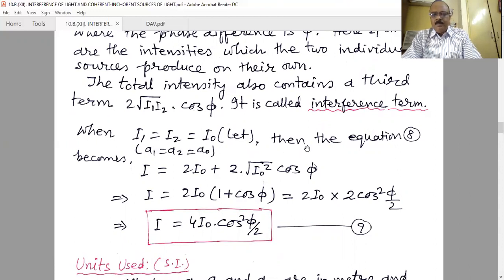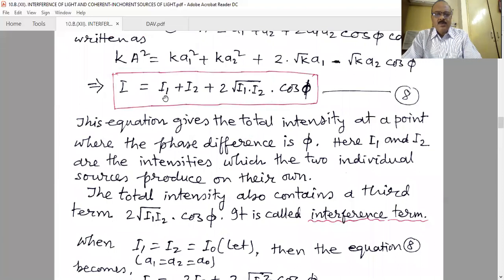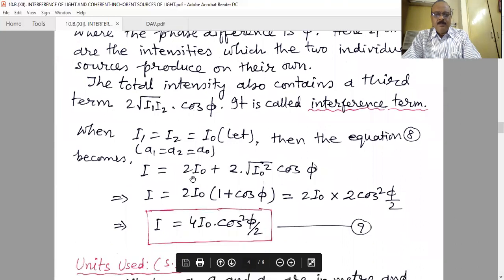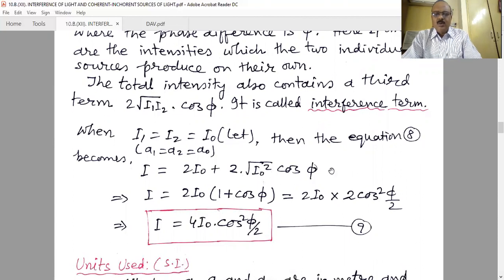Then this equation becomes, I1 and I2 both equal to I0. And what will be the resultant intensity? That is I equal to I0 plus I0 plus 2 into root over I0 into I0 into cos of phi. And it is 2 I0 plus 2 I0 cos of phi. Then if we take the common 2 I0, all into 1 plus cos of phi. So the resultant intensity, if the two waves have the same intensity, will be 2 I0 into 1 plus cos of phi.